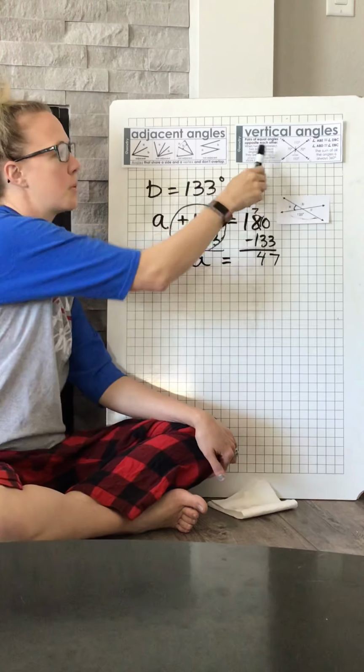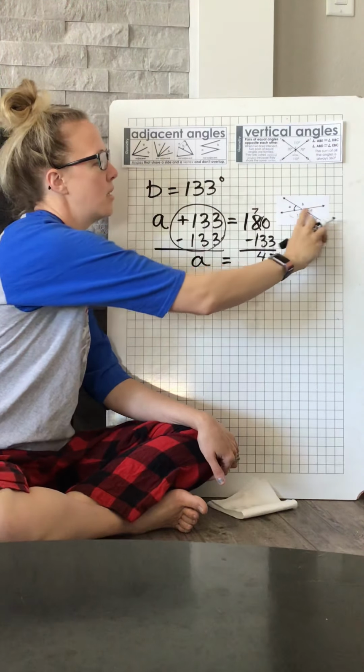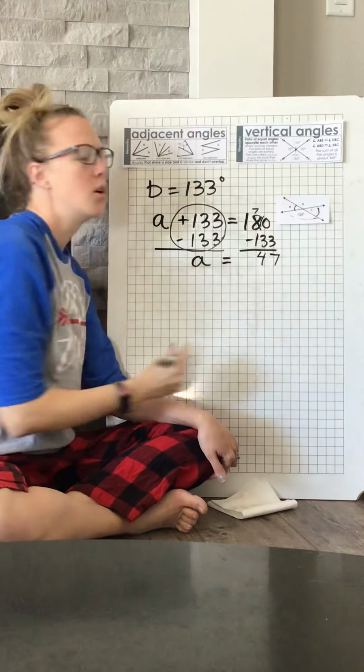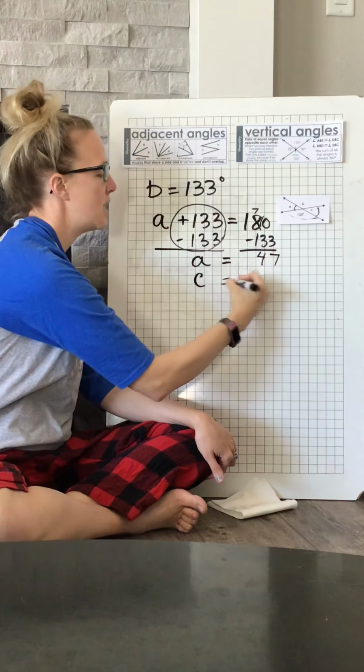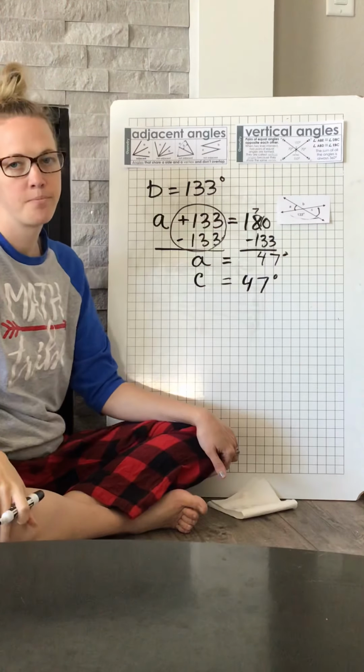And again, according to our vertical angles, this here is also a straight line. So my 133 plus another 47 will make that 180 degrees as well. So C is also equal to 47 degrees.